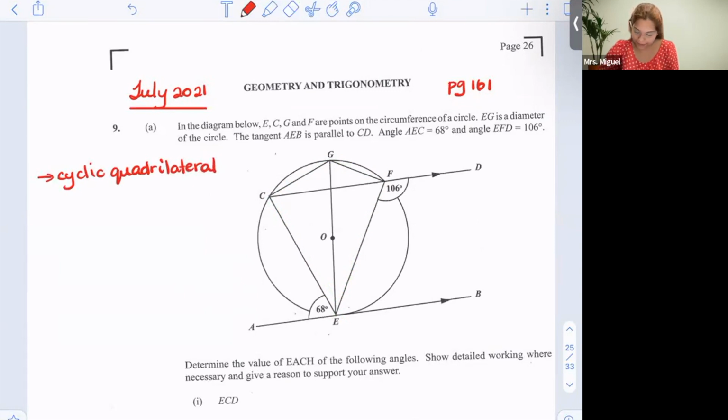EG is the diameter. We want to underline that. EG is the diameter, so we are looking for the angle in a semicircle is 90 degrees. So we know that theorem.